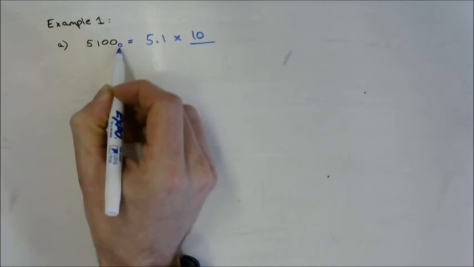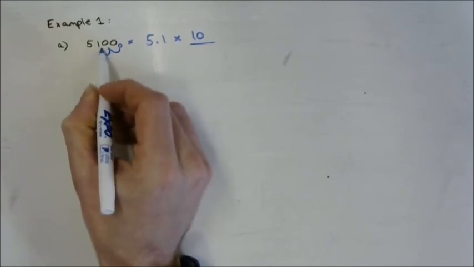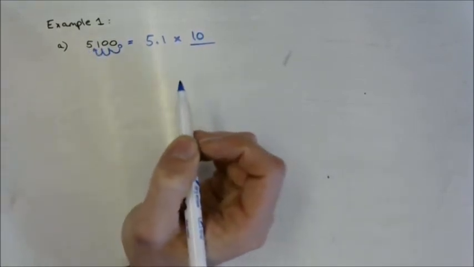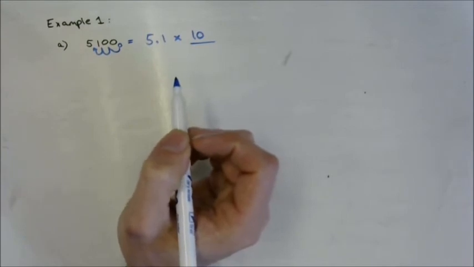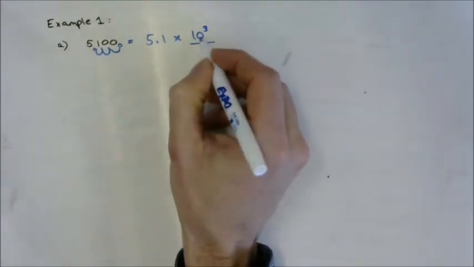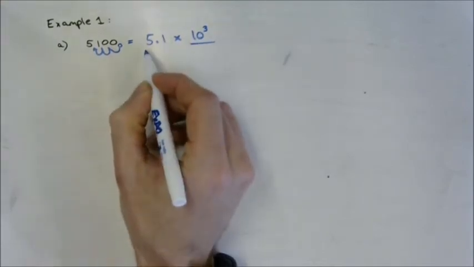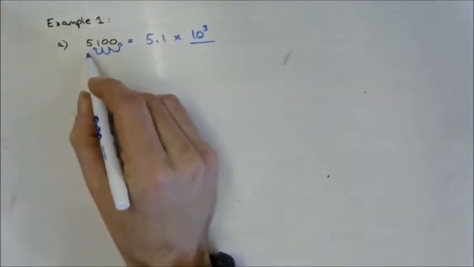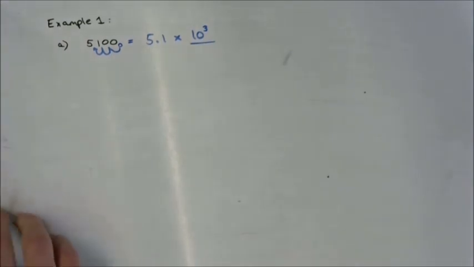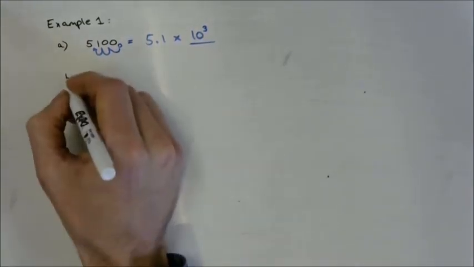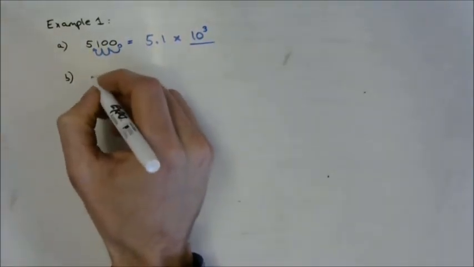Well, let's check. 1, 2, 3 times. Okay? And that makes sense because 10 to the power of 3 is 1,000. 1,000 times 5 will get me 5,000. Okay? That was a big one. That's review. Let's try a little one.